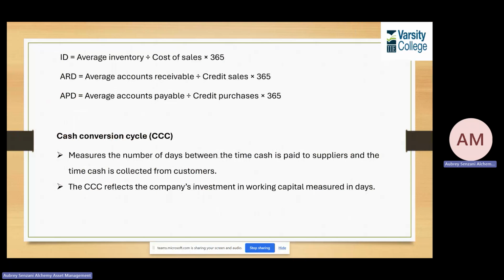So the cash conversion cycle measures the number of days between the time cash is paid to suppliers and the time cash is collected from customers. The CCC reflects the company's investment in working capital measured in days. So be careful: the operating cycle is different from your cash conversion cycle. Just be mindful of that.